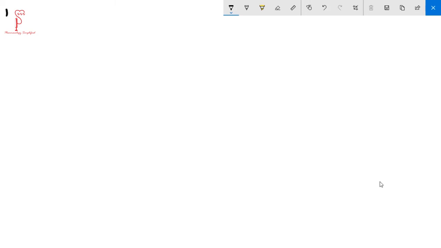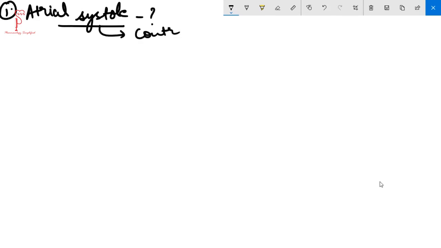First is the atrial systole. Systole is the contraction, so when the atria undergo contraction, we call it atrial systole. If you are not familiar with the anatomy of the heart or how the heart works, you may find the link in the right corner. I would recommend that you go to that video first, then proceed with this video.